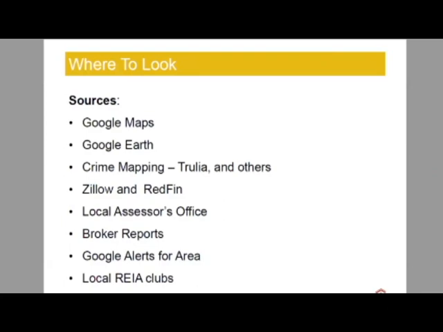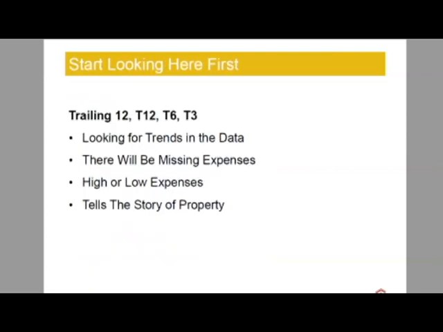You can also do Google alerts for your area, right? And go to local RIA clubs. Set up a Google alert for that. That's perfect if you live out of town or not in the same state. Well, you can't be reading that newspaper. Set Google alerts for that, or have the Google alerts pull that stuff for you, and it drops it right in your mailbox every day. Start looking here first, okay?